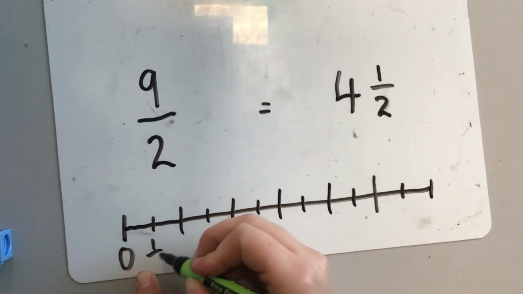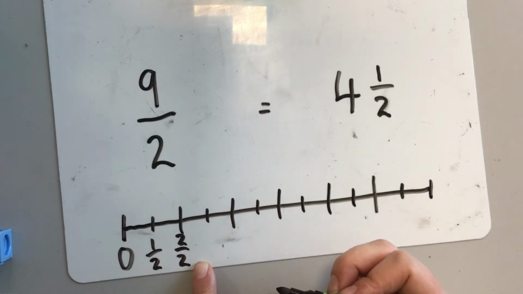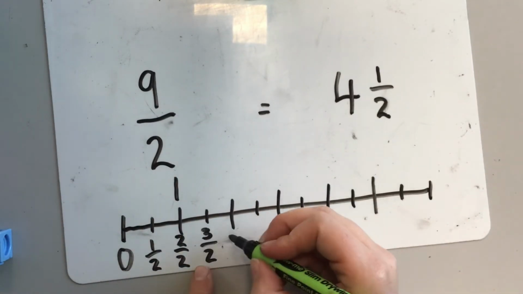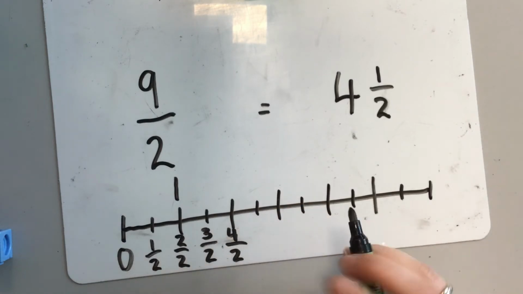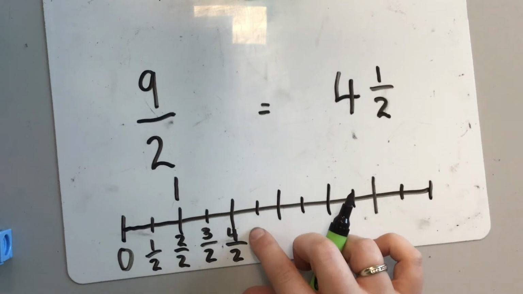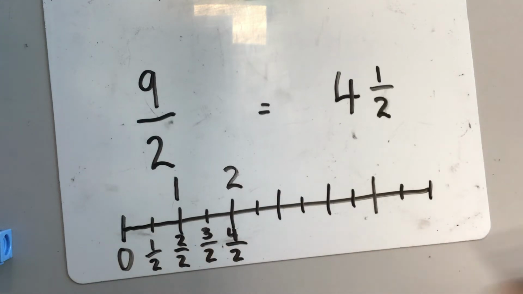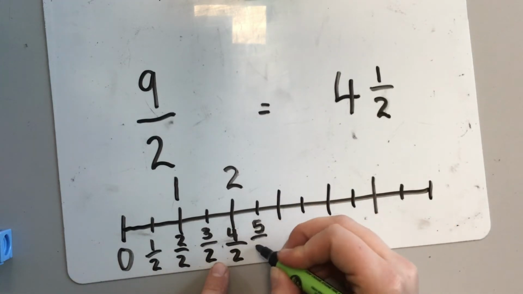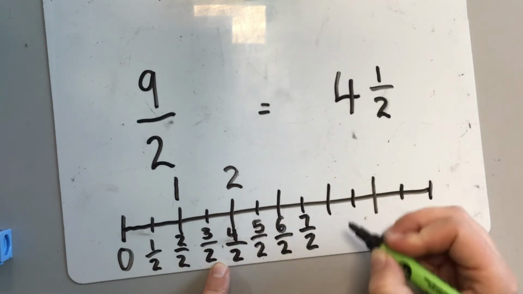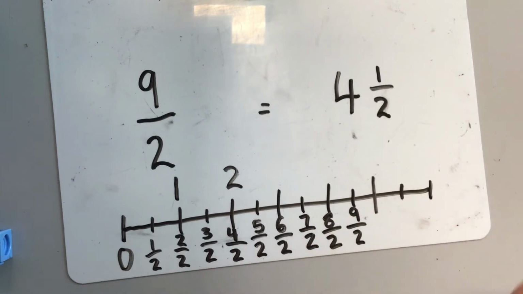So we're going to go half, 2 halves, or what could that also be called? 1 whole, that's right. Then we're going to go 3 halves, 4 halves. Can we say that a different way? If we've got 4 halves, 4 lots, we could also call that 2 wholes, because 4 halves make 2 wholes. And then keep counting up, 5 halves, 6 halves, 7 halves, 8 halves, and 9 halves.